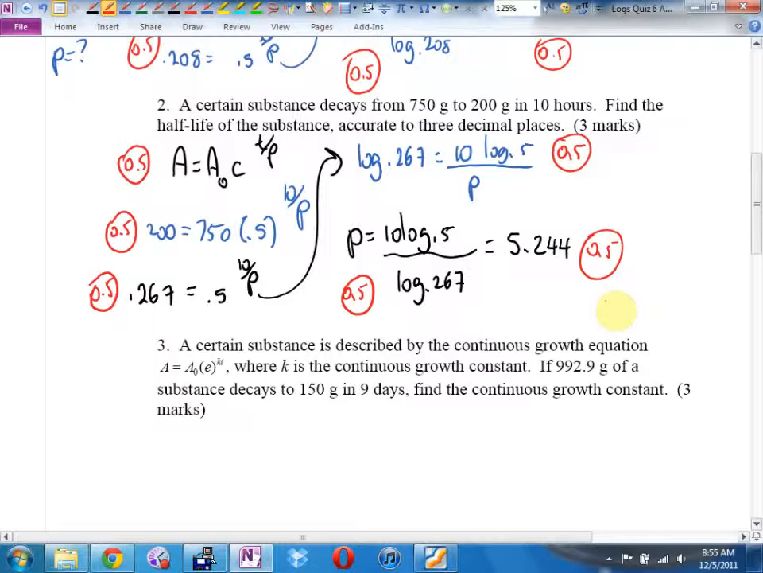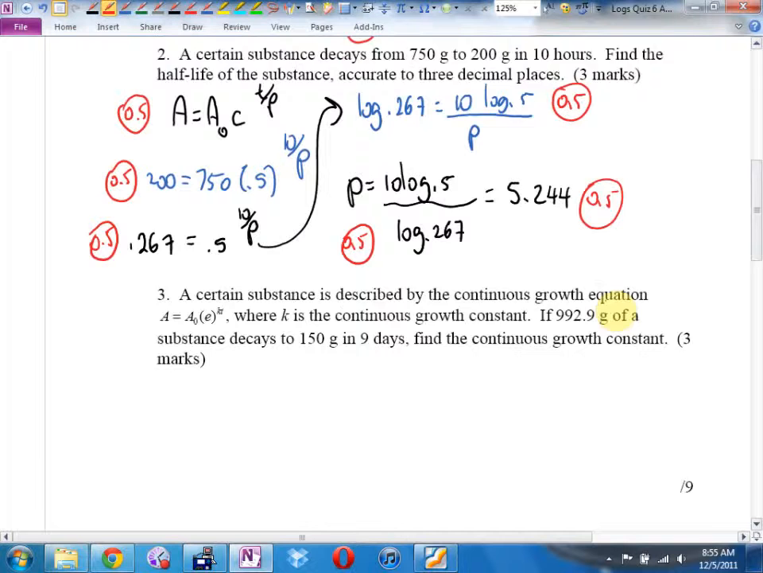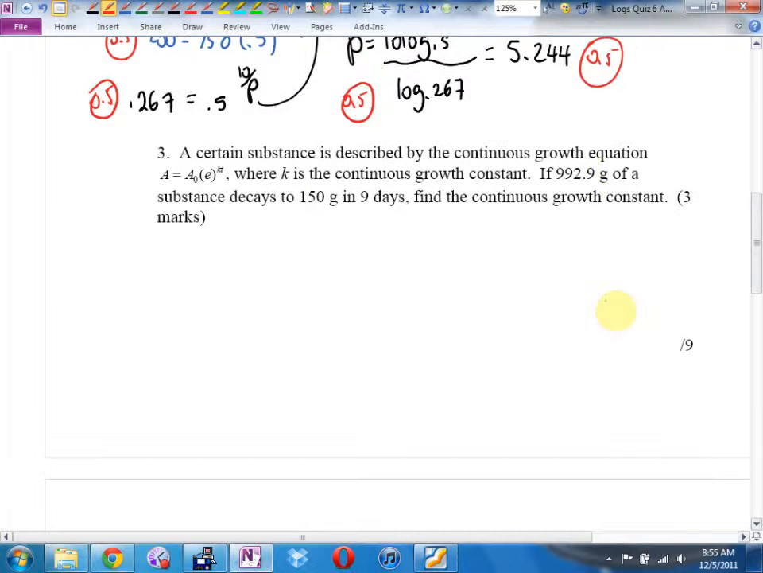Example three. Now they want me to find k. How do I know this is base e? Because there's an e right there. And I said to you, if I do give you a base e question, I'll give you the equation as well. Although, can you see it's really, really similar to the one that we've memorized anyways?